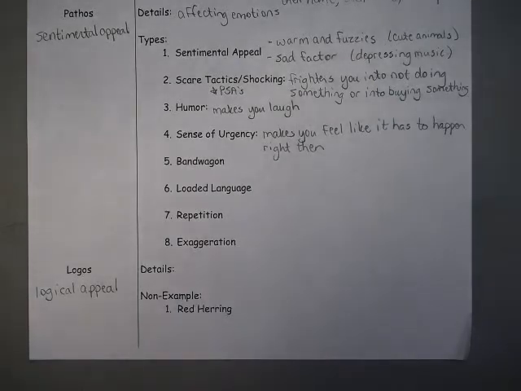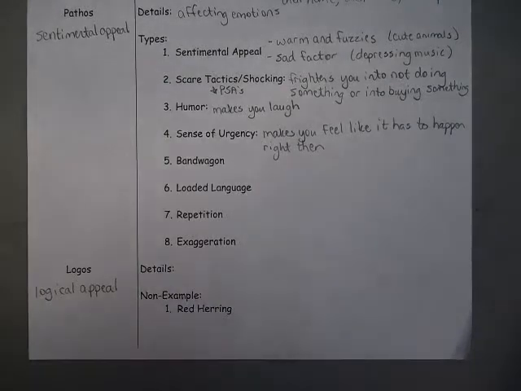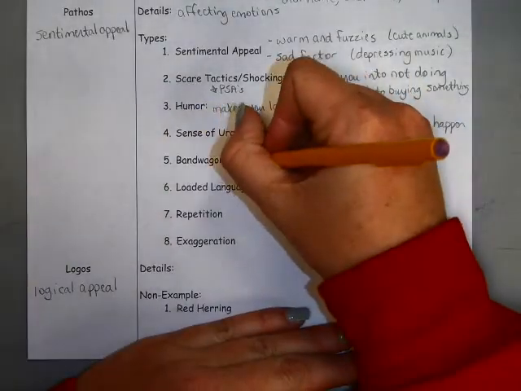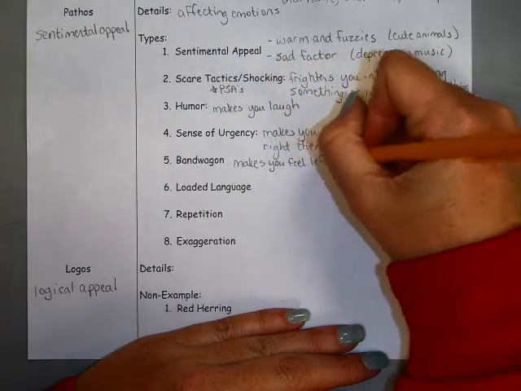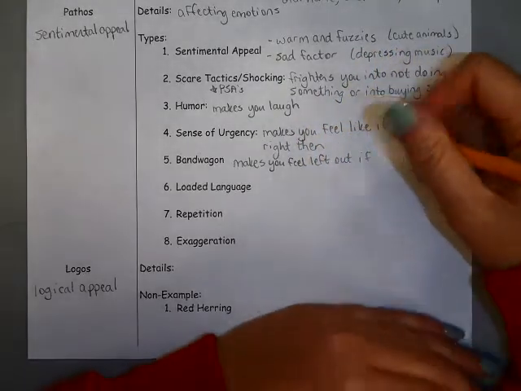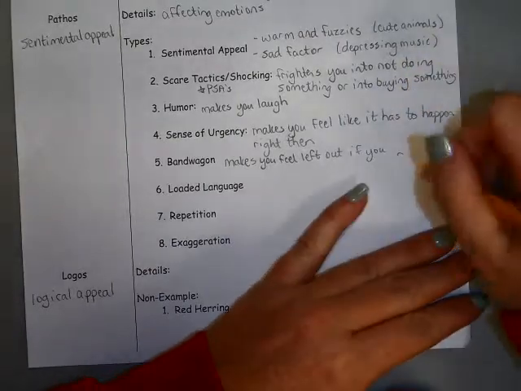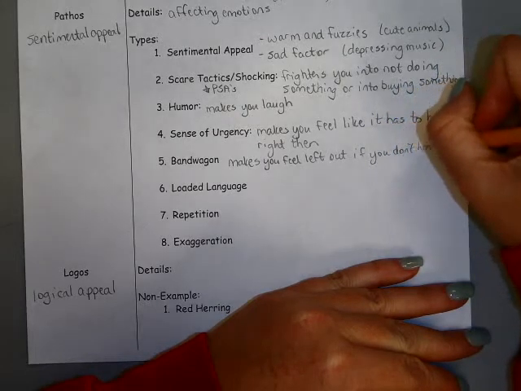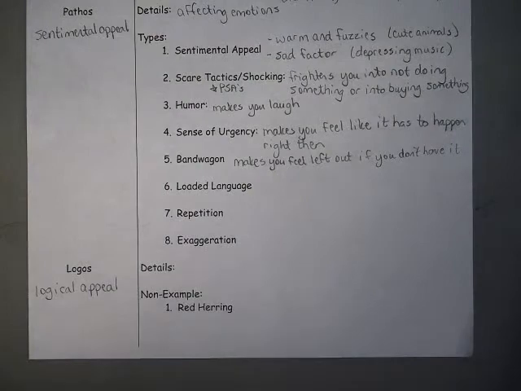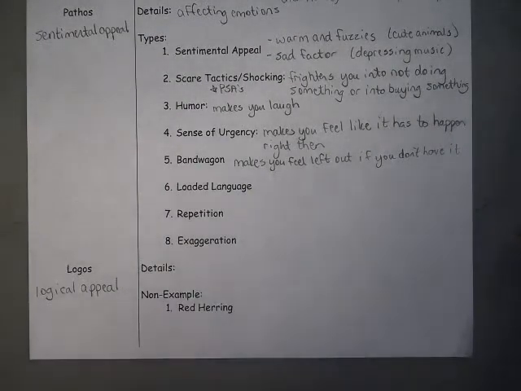So basically it's just everybody else has it, or they're doing it, or they're going there. And so it makes you feel like you're going to be left out if you don't do the same thing too. So that's bandwagon. It's all about jumping on the bandwagon where everybody else is. So bandwagon makes you feel left out if you don't have it. So basically you feel like you want to be included in the action, or you want to have that product too. You don't want to be the only one who does it. And so this one is actually pretty effective.